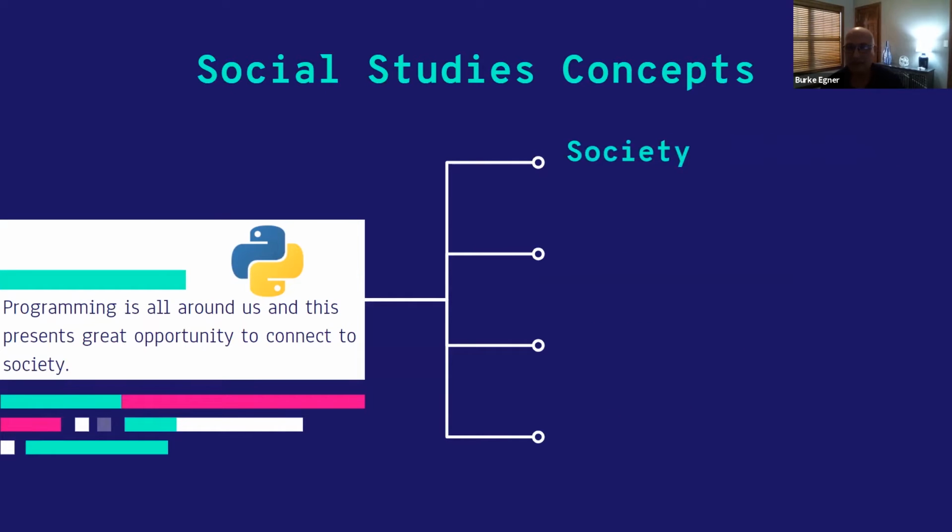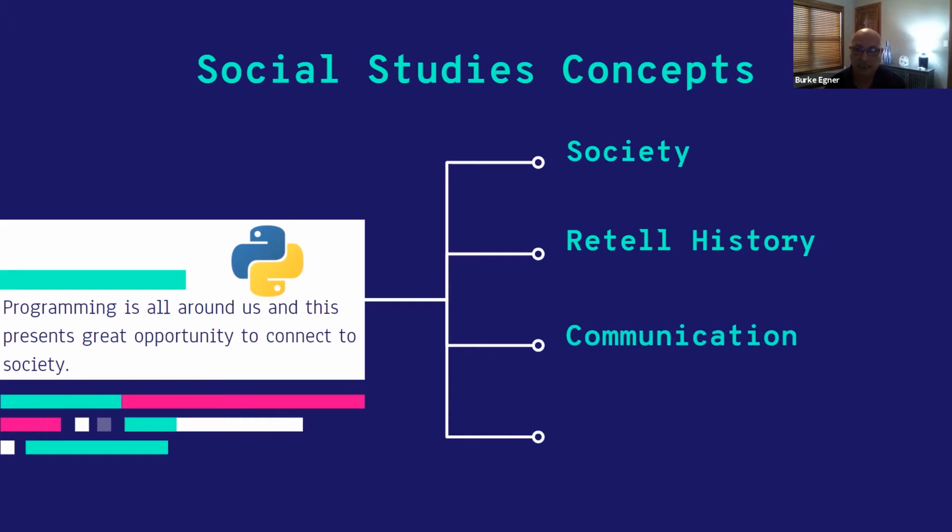Social studies concepts: talk about society and the impact of programming on society. Just about everything we do these days is touched by a computer and touched by programming and coding. So how does coding fit into society? We can retell history through stories or create code that simulates past events. We can create code that communicates, like artificial intelligence and chatbots, a program with a robot that we can ask questions to and it responds. And we can also do maps and directions.